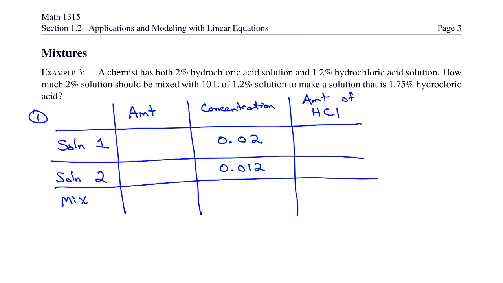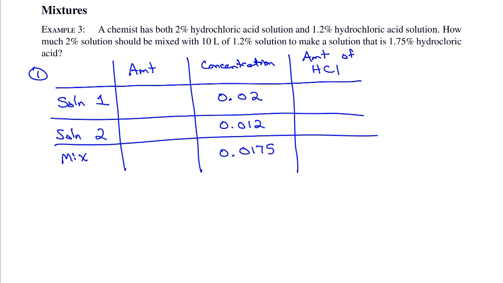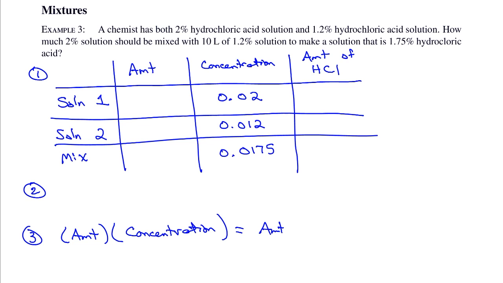The mixture needs to be 0.0175. Now we need to be thinking about the formula, and I've somewhat given it to you already. It's the amount times the concentration, that is equal to the amount of chemical, in this case hydrochloric acid.